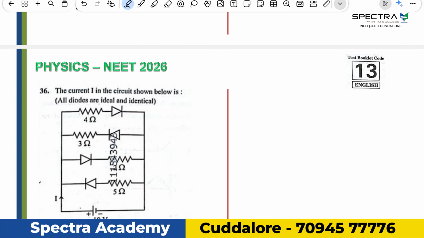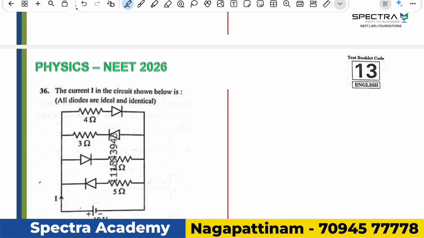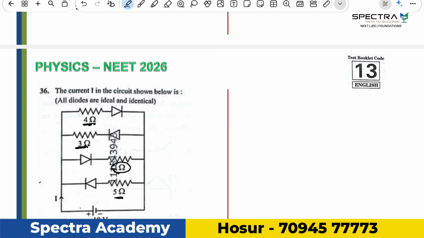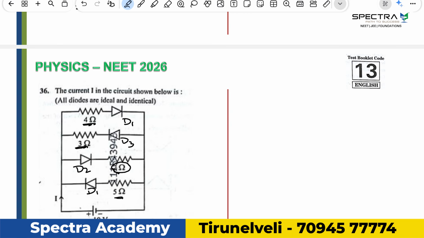Okay, so observe the circuit diagram carefully. There are four diodes which are connected to one 5 ohm resistance, and this is a 2 ohm resistance, this is a 3 ohm, and this is a 4 ohm resistance. So let us give the name for these diodes. There is D1, D2, and this is D3, and this is D4.